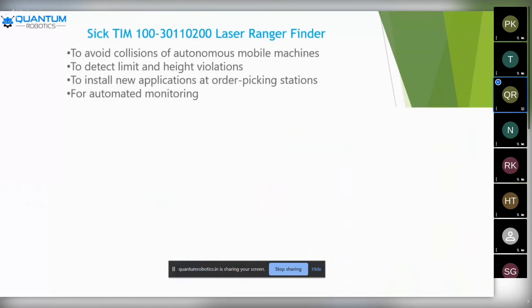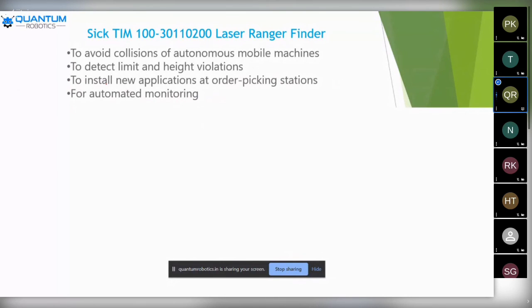And next, the SICK sensor. SICK here is the model name. This is also a lidar sensor, and its applications are to avoid collisions of autonomous mobile machines, to detect limit and height violations, and to install new applications for automated monitoring. Yes, this is automatic monitoring.